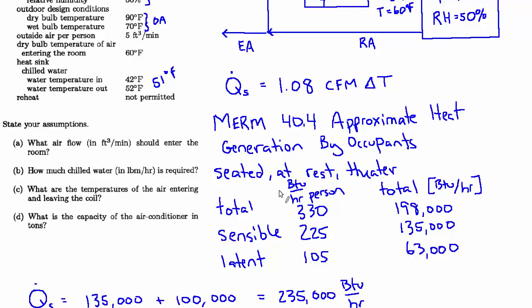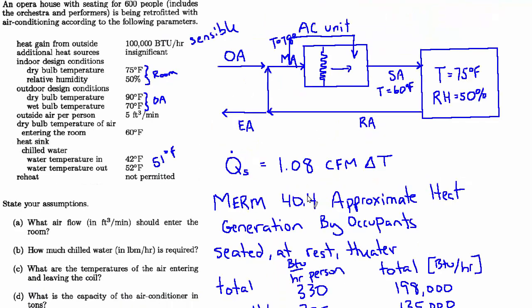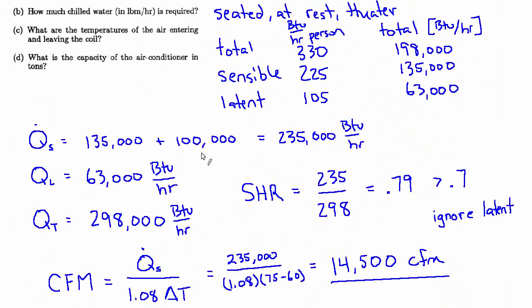Okay, so next let's jump to the last question, which is what's the capacity of the air conditioner? In order to figure that out, we have to take two things into consideration. We have to consider the heat load in the room, which we've already figured out. We know the total heat load. It includes all the internal and external, so we said that was 298,000 BTUs per hour.